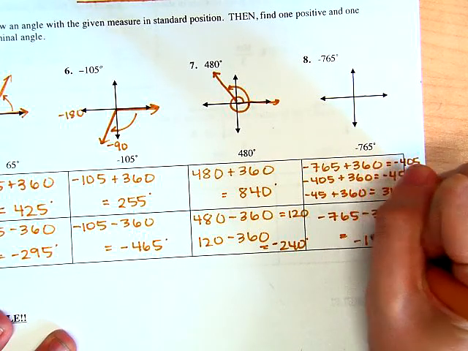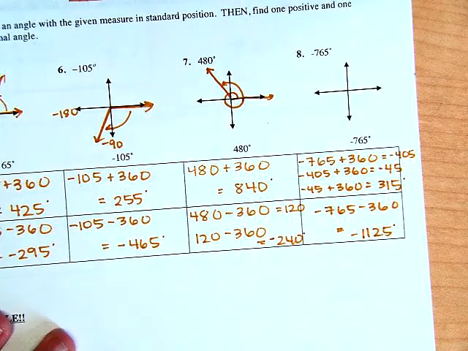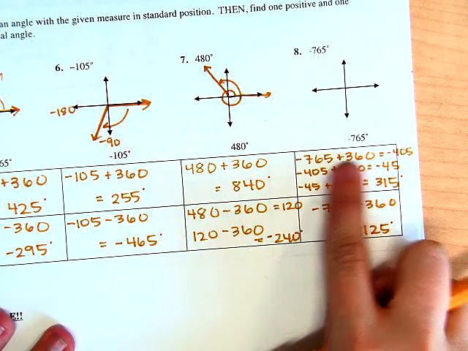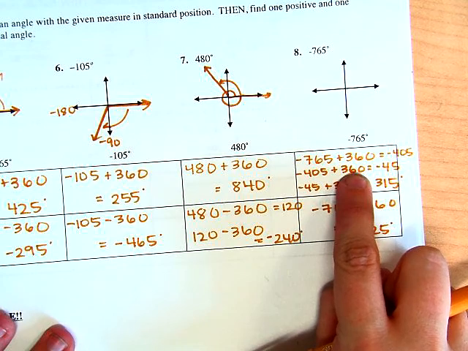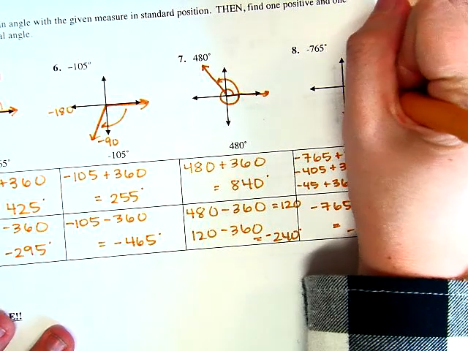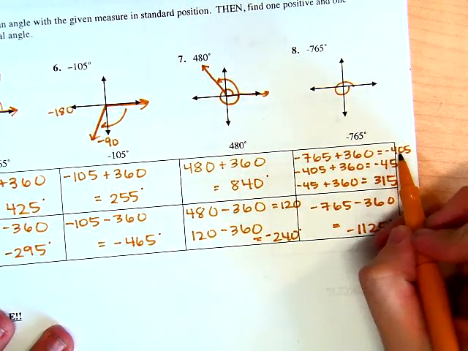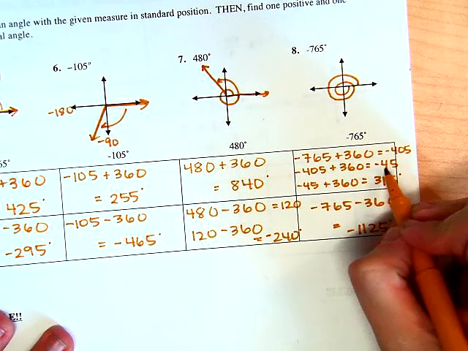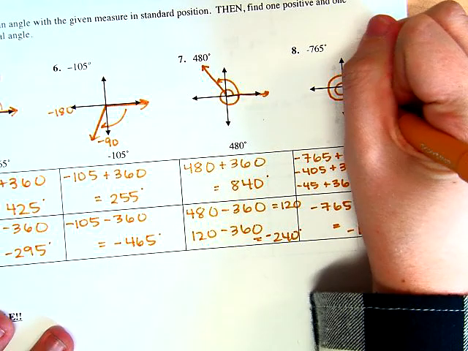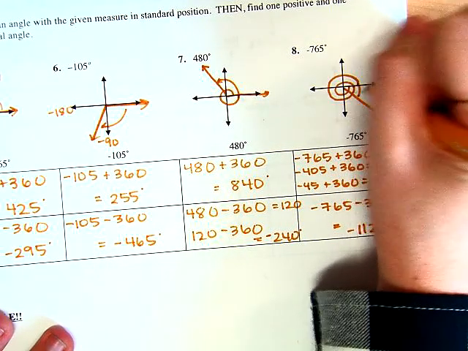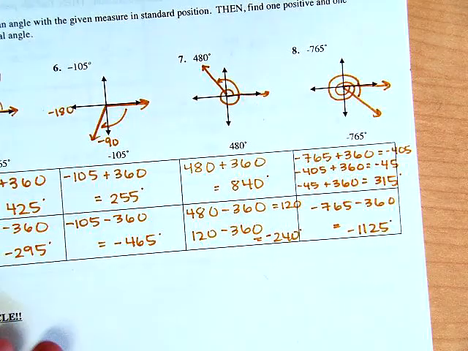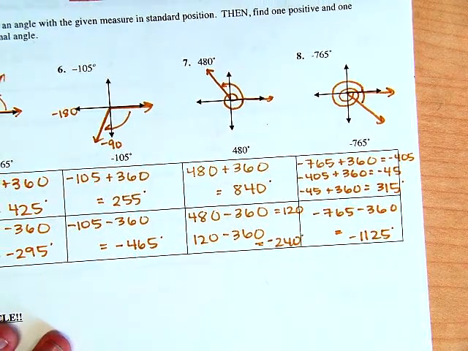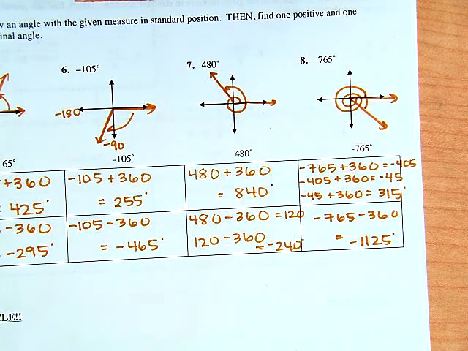To go negative, negative 765 minus 360, and I get negative 1125. So if you notice here, I went all the way around once, negative all the way around once. And I still had negative 405, so I went all the way around another time, and I still had negative 45 degrees. 45 is right in the middle here, so just a little bit more. All the way around like that. There you go.